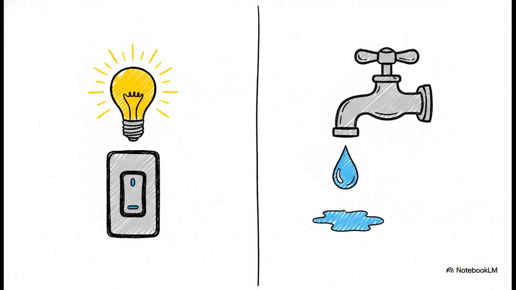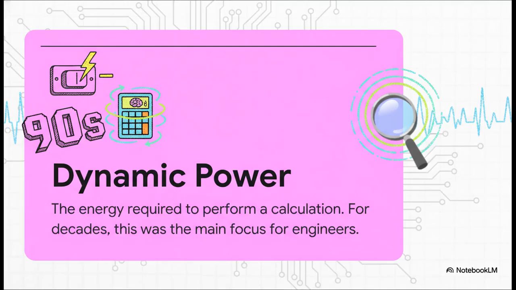Think of it like this, okay? Dynamic power is the energy you need to actually flip a light switch on and off. It's the cost of doing work, of making something happen. Static power, well, that's a whole different beast. It's like having a leaky faucet. It's this constant, slow drip of energy that leaks out of a transistor even when it's supposed to be completely, totally off. For the longest time, the only thing anyone really cared about was that dynamic power.